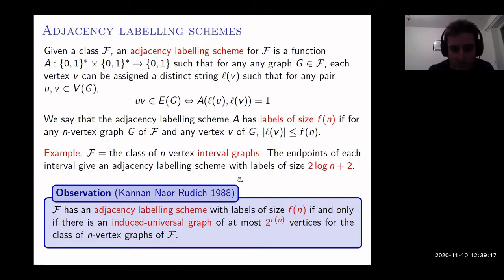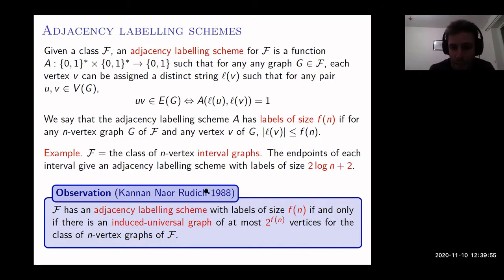If you have an adjacency labeling scheme A, the labels have size at most f of n, so there are only 2 to the f of n possible labels. And these 2 to the f of n possible labels will be the vertices of your induced universal graph. And when is there an edge between two possible vertices? Well, you look at what the function A tells you about the two corresponding labels. If this is 1, you put an edge in your induced universal graph. If this is 0, you don't put an edge. And now it's almost a definition that this is an induced universal graph.